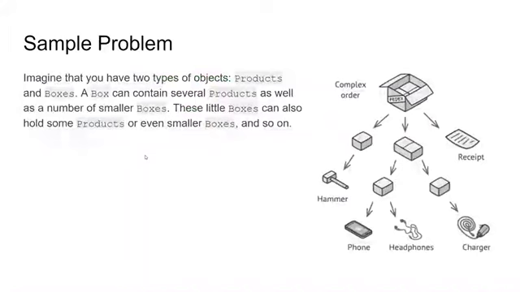So the sample problem, imagine that you have two types of objects, products and boxes. A box can contain several products as well as a number of smaller boxes. These little boxes can also hold some products or even smaller boxes and so on and so forth.